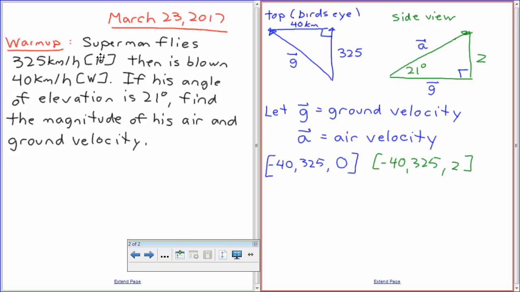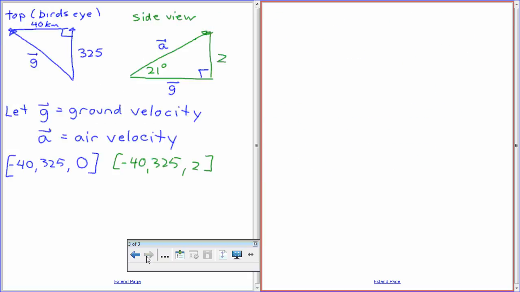All right, let's find some magnitudes. This one on the left should be relatively easy. We'll do the one on the right. How do I find what G is going to be, please? Back from grade 9 or whatever. Go ahead. Square root of A squared plus B squared. Yeah. So I'm going to say the magnitude of G is going to be the square root of 40 squared plus 325 squared. That's just the Pythagorean theorem. If you want to include the plus 0 squared, you may.